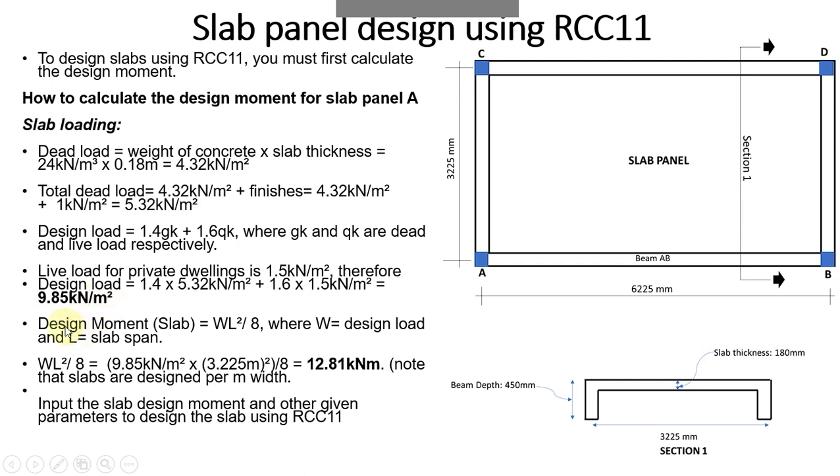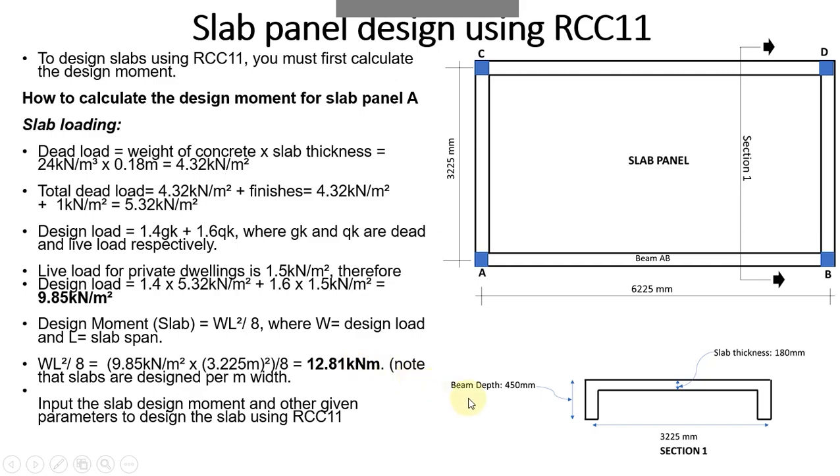And from the BS code, we also know that the design moment for a simply supported slab is WL squared over 8, where W is equal to design load and L is equal to span. So WL squared over 8 will be, in this case, 9.85 kilonewton per meter squared times 3.225 meters squared all over 8. Remember that the span of this slab is 3.225. This is the span of the slab, not this one, but this one. And the slab is a one-way slab. So using that formula, we get 12.81 kilonewton meter.